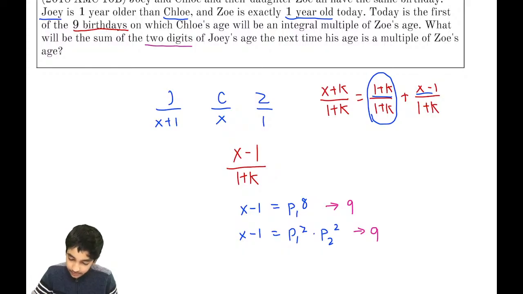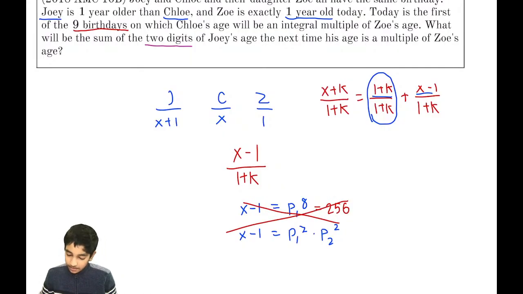Well, let's look at each of the individual cases now. So for this first case, p1 to the 8, what is the minimum possible value of x minus 1? What's the smallest prime? The smallest prime is 2. So p1 to the 8 will be 256 at the very minimum, right? Because 2 is the smallest prime, 2 to the 8 is 256. But that's way too big, because that would mean Joey's age would be a 3-digit number. But we're given that Joey's age only has 2 digits, so that can't happen. So this case doesn't work.